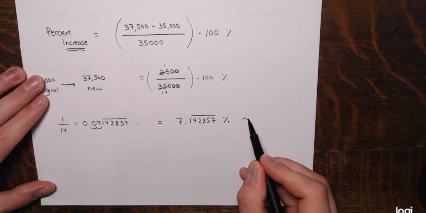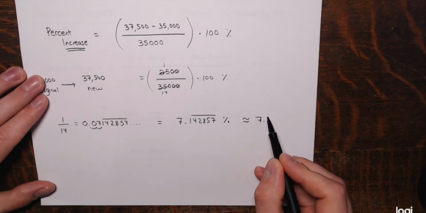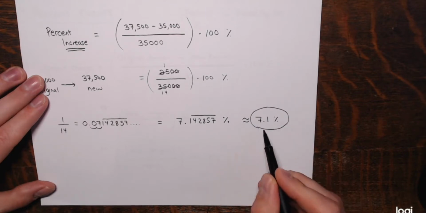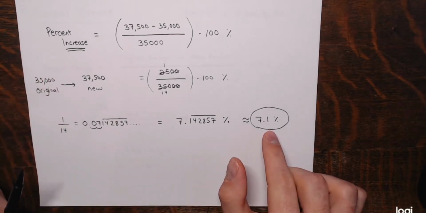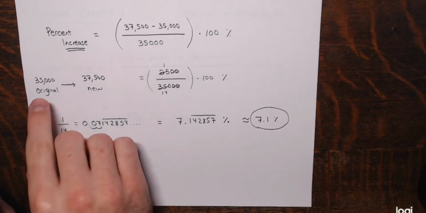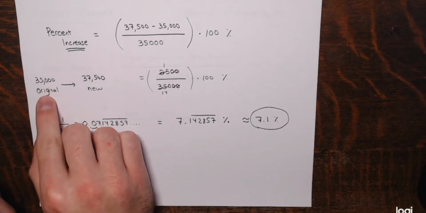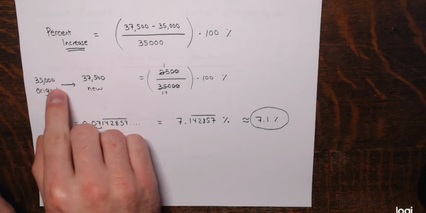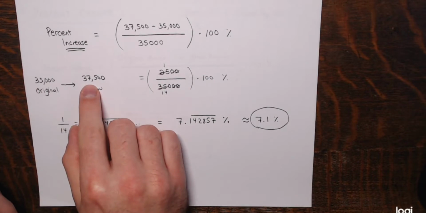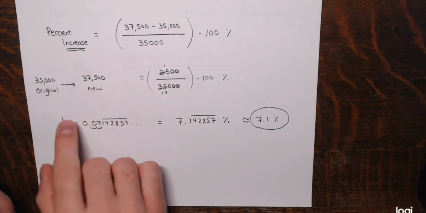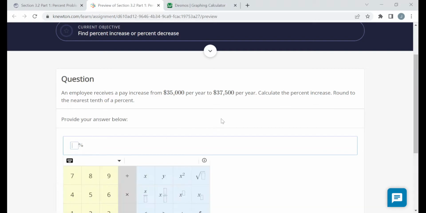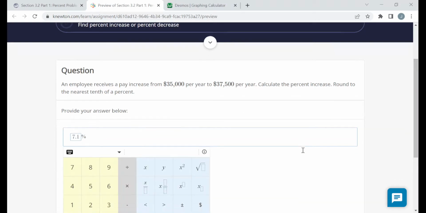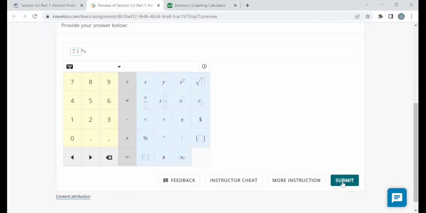This is approximately 7.1%, and that's what they want from us, right? So there was about a 7.1% increase in salary, right? He was getting paid $35,000 a year originally. That got bumped up by $2,500, and $2,500 is about 7.1% of the original $35,000, so there was a 7.1% increase. And that's what I'm entering here. See, they got the percent symbol already, so I'm just putting the percentage rounded to the nearest tenth.